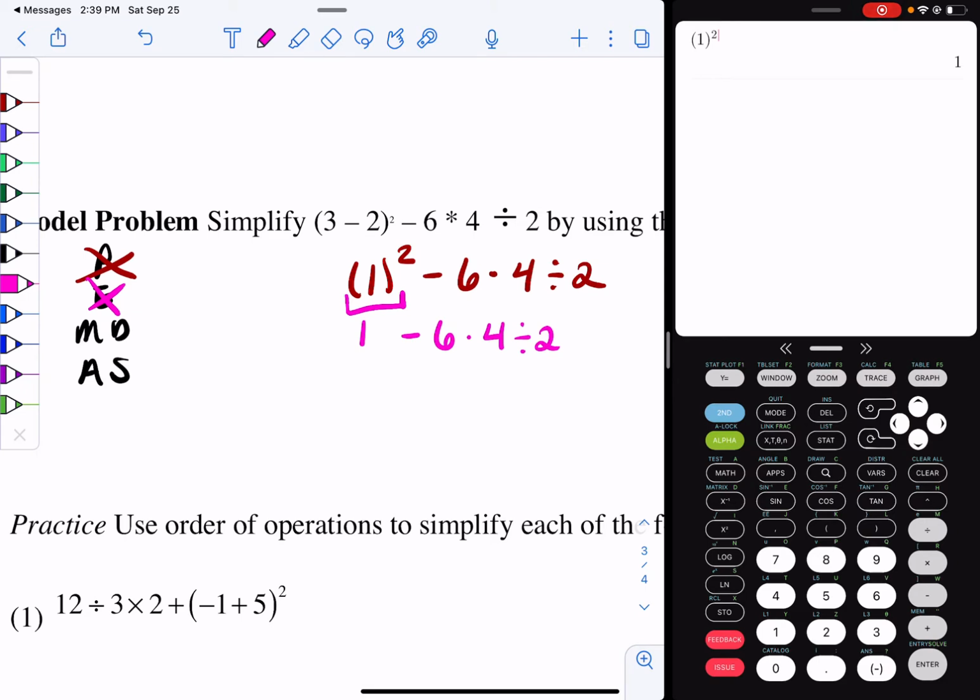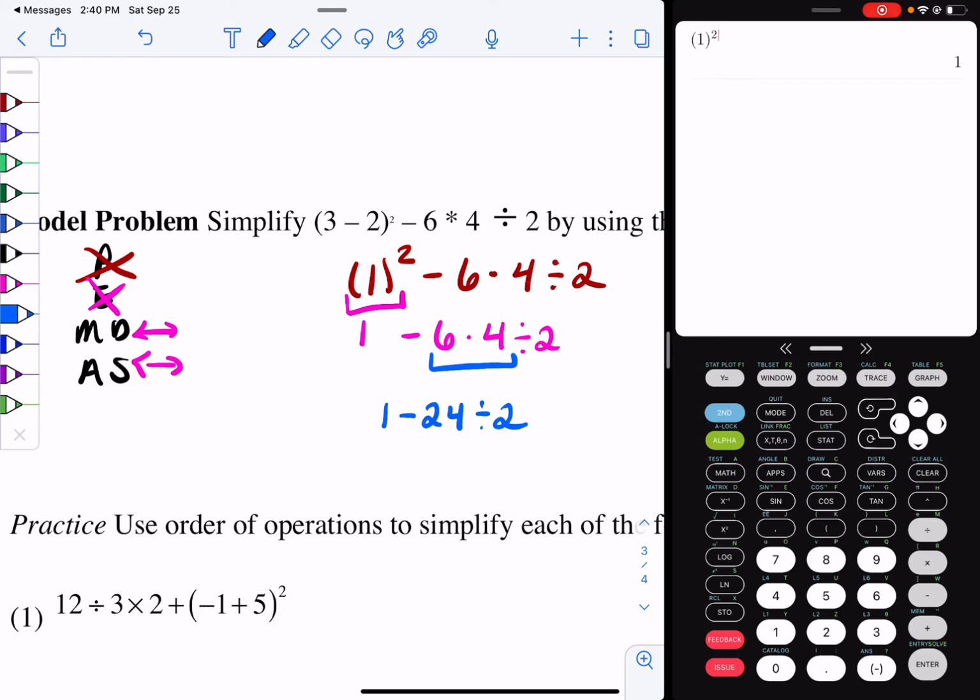Now I need to ask myself, remember, the see first, do first. I have to ask myself if I have multiplication or division. And if I look, I have multiplication and division. But the multiplication comes first because it appears first. So I'm going to ask myself what 6 times 4 is. Well, 6 times 4 is 24. So I have 1 minus 24 divided by 2.